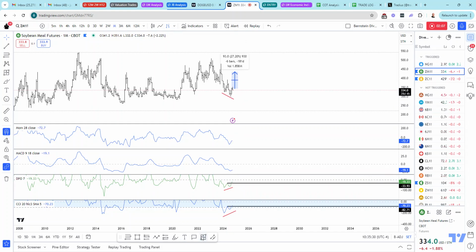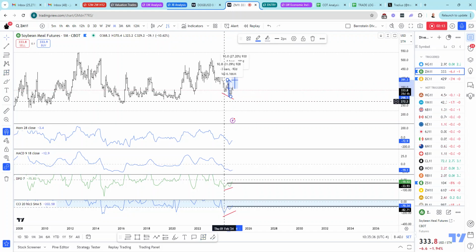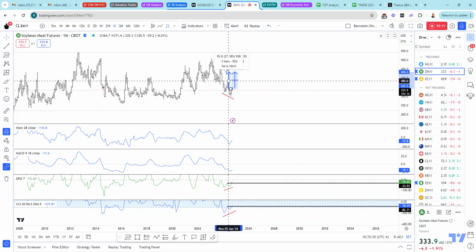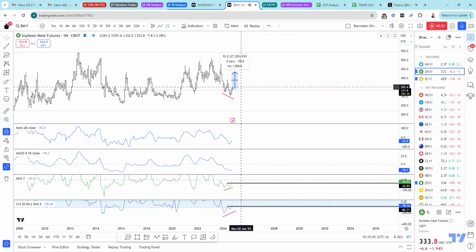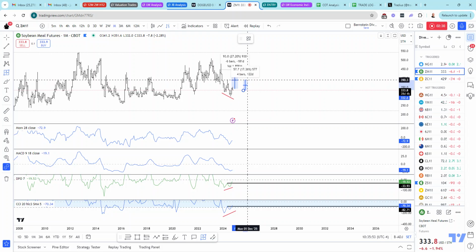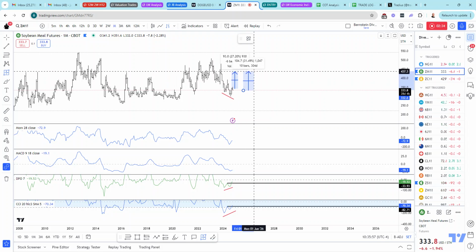So how do we determine targets with the divergence strategy? We start with measuring the full range that price made during the divergence. Then we tack that on to where the monthly candle closed. And that gives us this range. So what does this imply for soybeans? Well, from where soybeans is right now, I anticipate a minimum price move of about 17% to the upside, possibly as high as 30% to the upside.